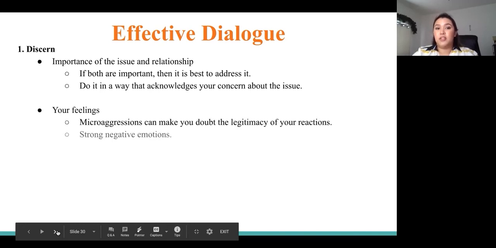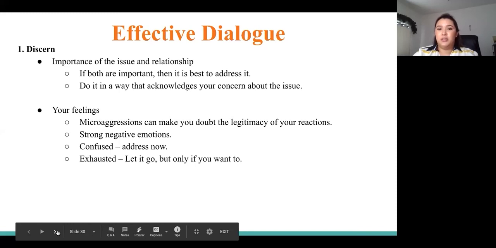It's important to reflect on your feelings. Sometimes these microaggressions can make you doubt the legitimacy of your reactions. Like I said, if you hold on to it for a long time, you might feel like, am I being dramatic, or things like that. They can also cause you to have really strong negative emotions.